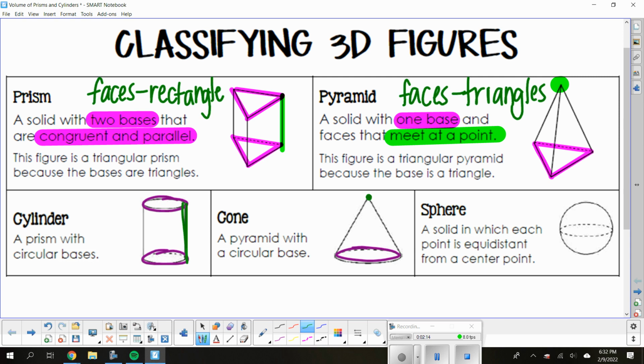And then the last one is a sphere. A sphere is a solid in which each point is equidistant from the center. So that's something you're pretty familiar with.